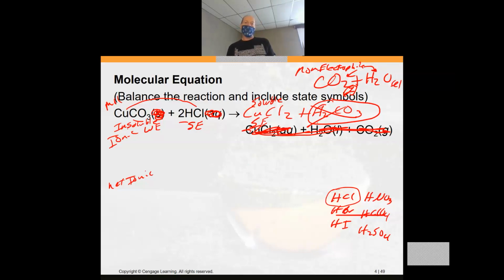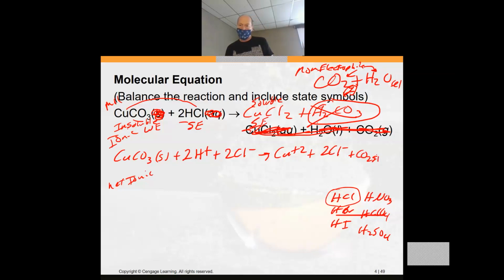All right, so weak electrolytes, if they're a salt, they stay together and they're a solid. So CuCO3 is a solid. All strong electrolytes break up. And so this is 2H plus and 2Cl minus. All soluble ionic salts will break up, Cu plus 2 and 2Cl minus. Any solids, liquids, or gases remain together. CO2, gas. H2O, liquid. You're only going to break up the aqueous ones. The only aqueous ones that don't break up are your weak acids.